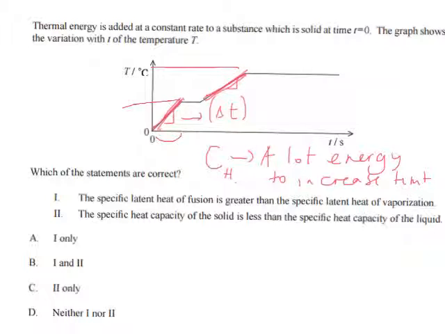So, in conclusion, the liquid has a higher specific heat capacity because in order to increase its temperature by the same amount as the solid, it would need a lot more energy. So the second statement is correct and the first one is wrong. And the only option is C.